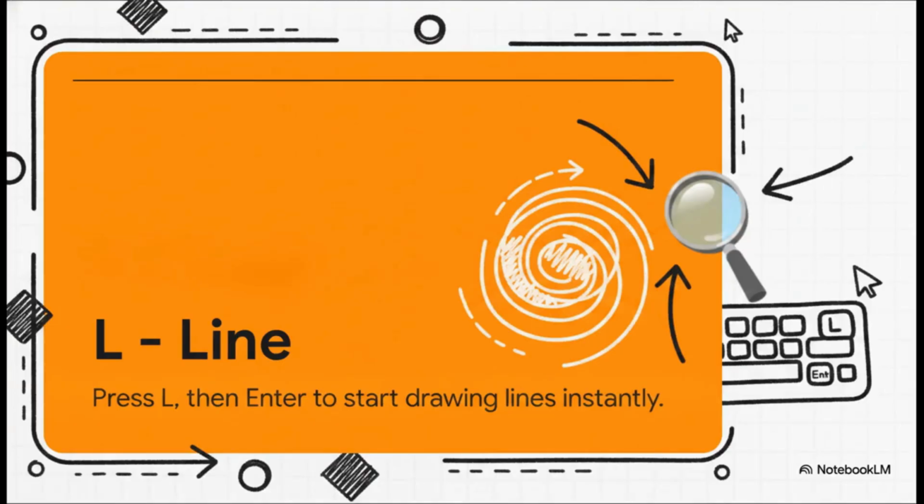We have to start with the absolute bedrock command of AutoCAD, right? The line. Pressing L and then hitting Enter allows you to start drawing lines instantly. There is absolutely zero need to mouse all the way up to the draw panel. You just tap L, hit Enter, and boom, your cursor is immediately ready to start dropping points. It is pure, instant execution.